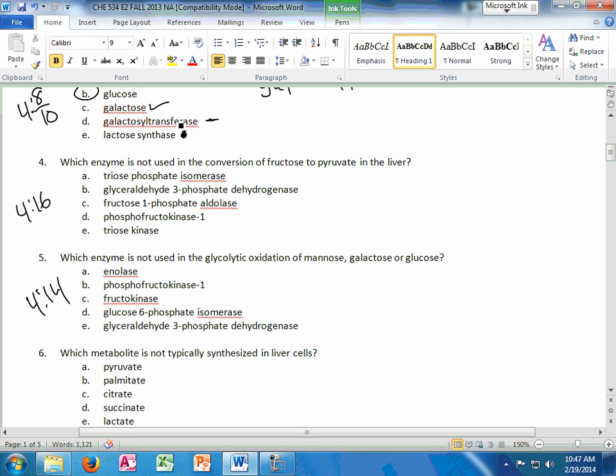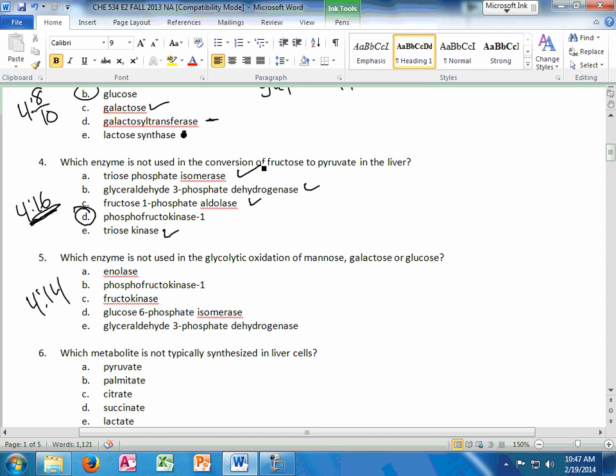Which enzyme is not used in the conversion of fructose to pyruvate in the liver? He likes to drive this point home that when you have fructose, it skips that key regulatory step in glycolysis. So PFK1, it does not touch anything beyond that. So review on this slide where fructose enters the glycolysis pathway, and you'll see all these other enzymes are used.